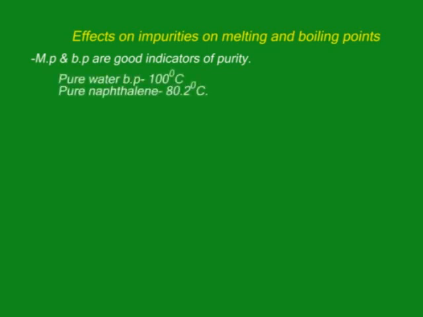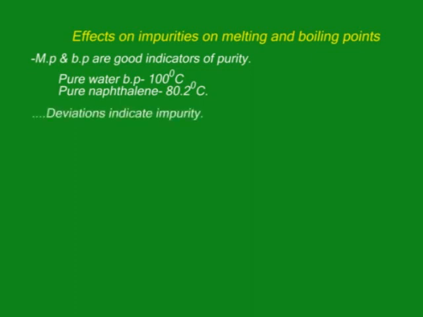We now turn to the effect of impurities on the melting and boiling points of substances. Now, we have just said that the melting and boiling points of a substance are good indicators of the purity of that substance. Pure water boils at 100 degrees Celsius at sea level and freezes at 0 degrees Celsius. Pure naphthalene has a melting point of 80.2 degrees Celsius. A deviation from these temperatures indicates the presence of impurities.